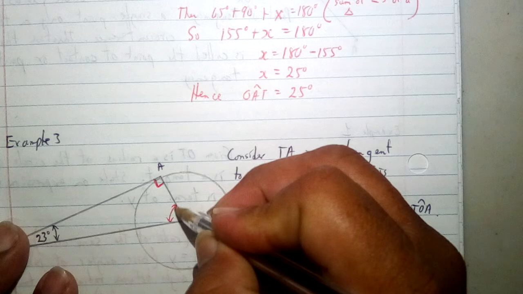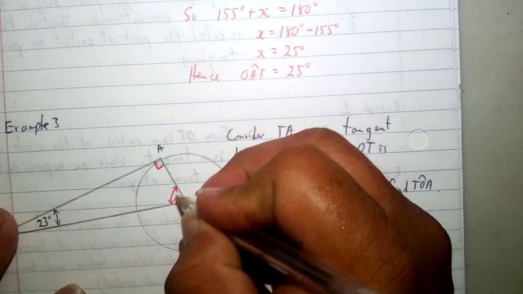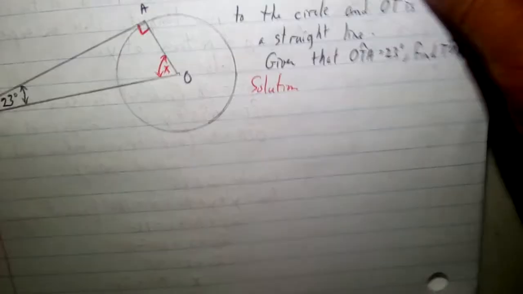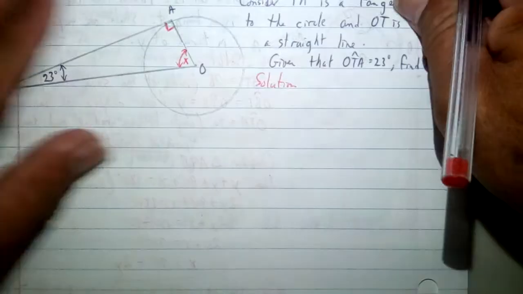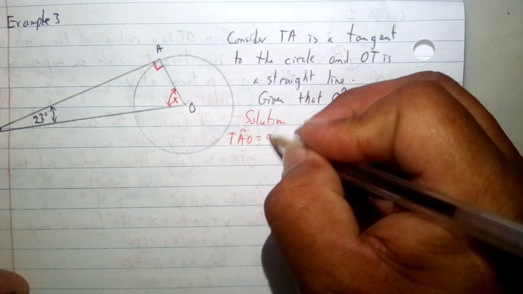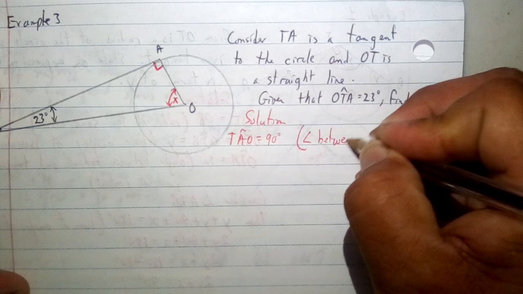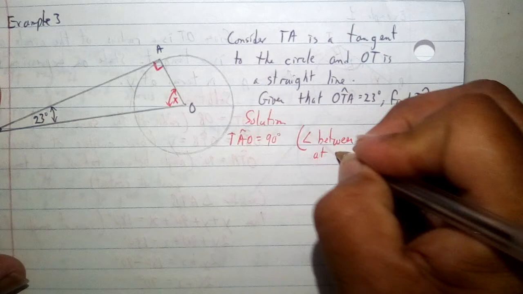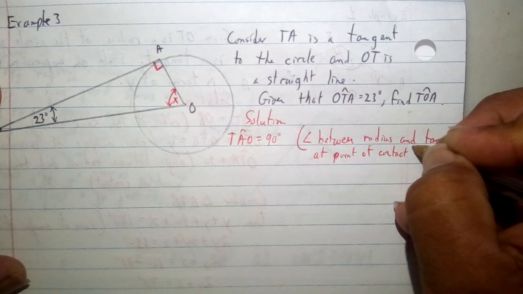Again, you can give it a label. I'm going to call it x. So our solution to this problem is as follows. State whatever you know about it. State what you have been given and you work with that. So I'm going to put this here, and I'm going to state now that TAO equals 90 degrees. Why? Because it's an angle between radius and tangent at point of contact. We know by definition, by theorem, by the rule, that it must be 90 degrees.